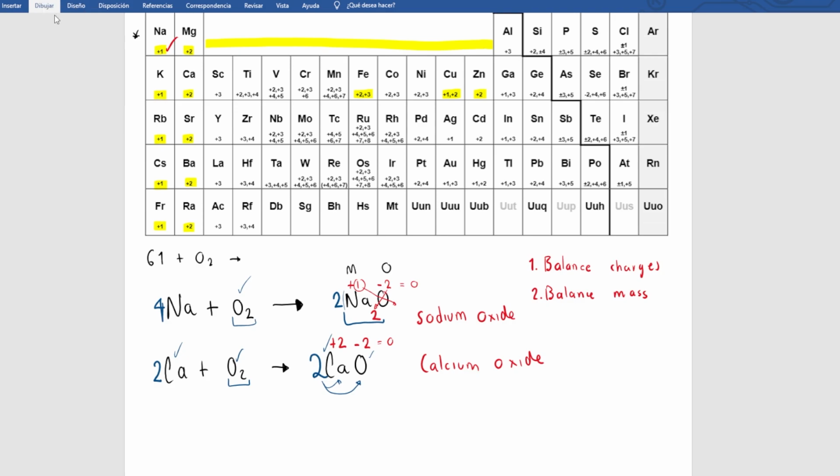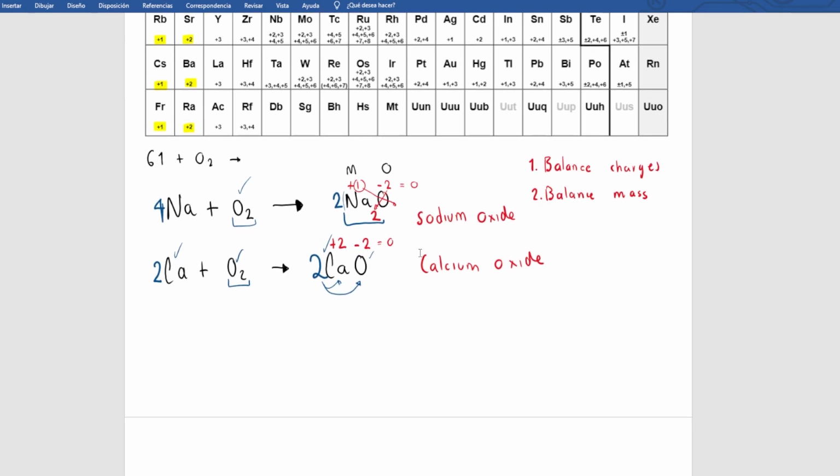But now, what happens if we use a transition metal like iron? And look that iron has 2 different oxidation states, +2 and +3. So we could have 2 different compounds. In the case of iron 2+ and the iron 3+, both of them can react with oxygen to produce different substances. So in this case, let's put this formula, which is the cation and the oxygen, and that's it.